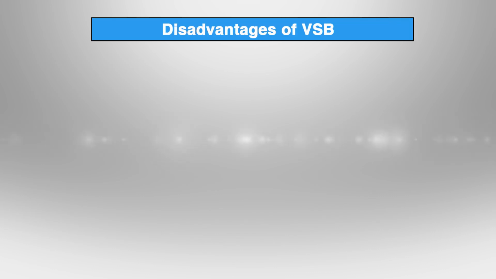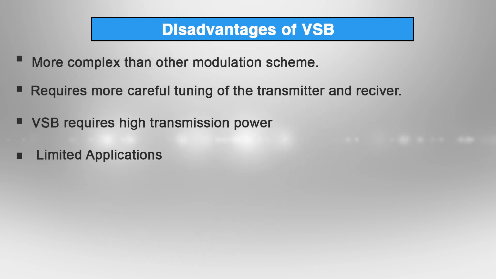Now, let us see some disadvantages of VSB modulation. VSB modulation is more complex than other modulation schemes. It requires more careful tuning of the transmitter and receiver. VSB modulation typically requires high transmission power compared to SSB or QAM modulation. VSB modulation is not as widely used as SSB or QAM. These are the disadvantages of VSB.